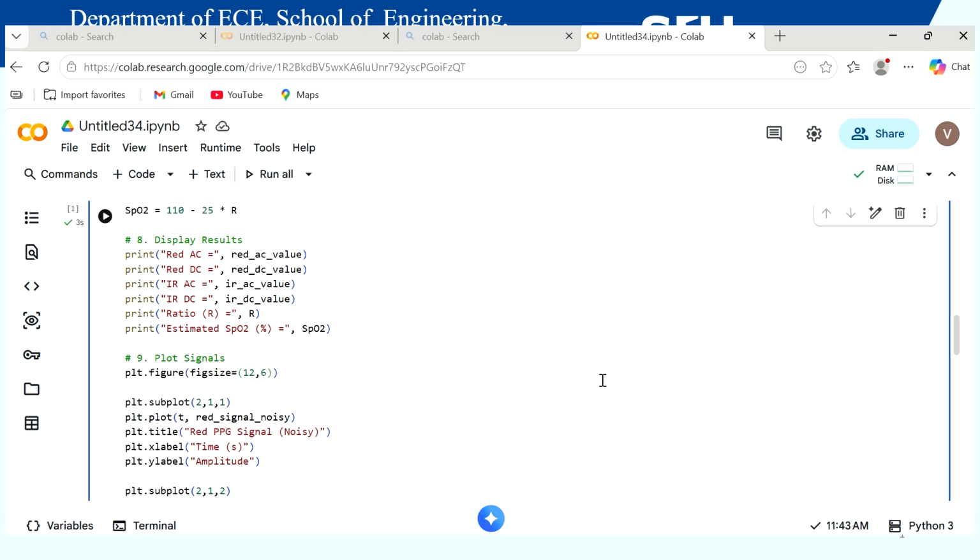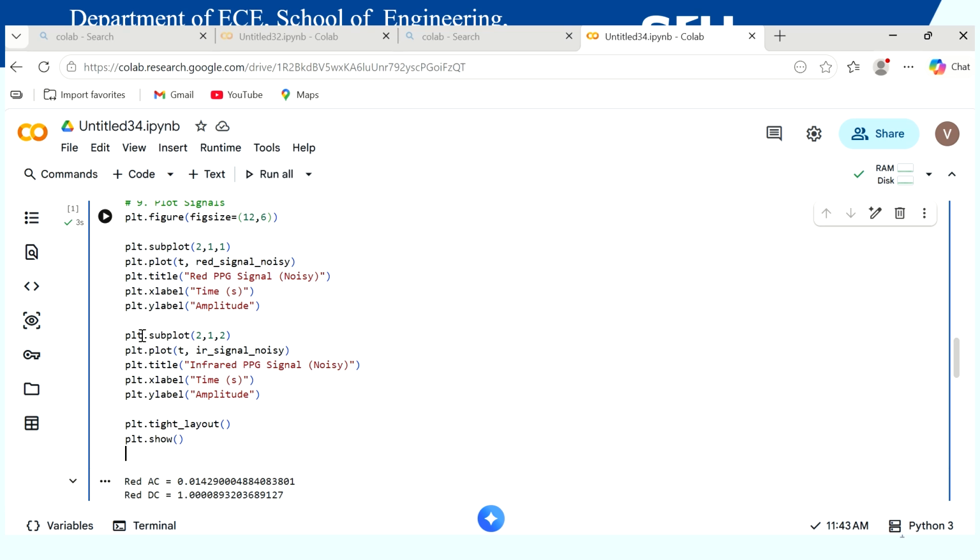So this graph is drawn as time versus red signal noisy, and this is representing the amplitude only. That is why in the Y label it is amplitude, and on the X-axis it is time in seconds. So the title of the first plot is red PPG signal noisy. And then in the second subplot, 2, 1, 2, second position, plt.plot time, IR.